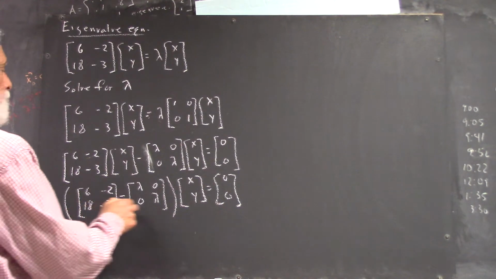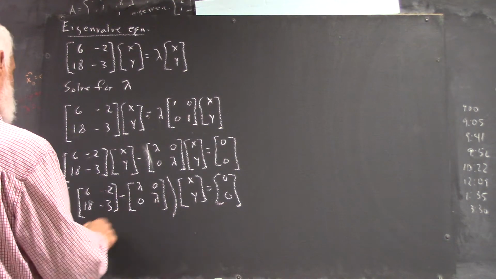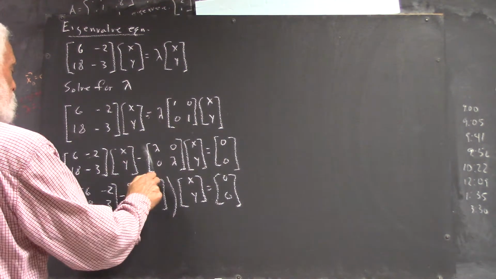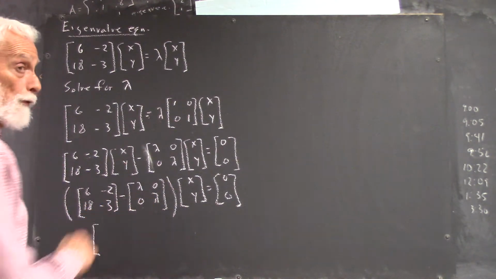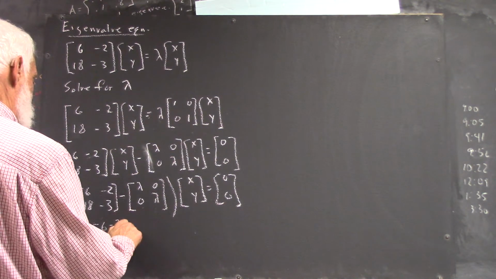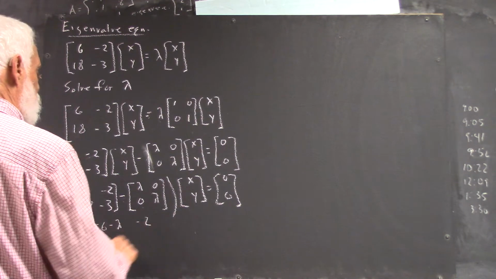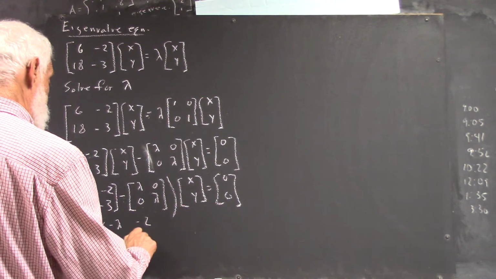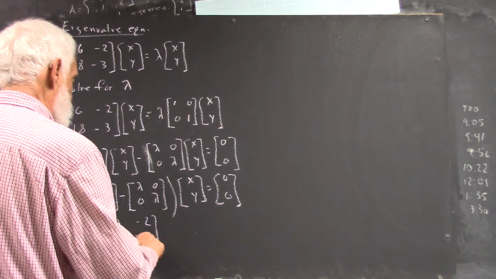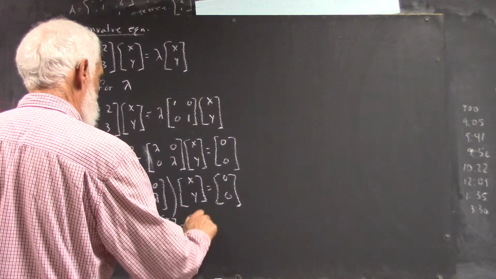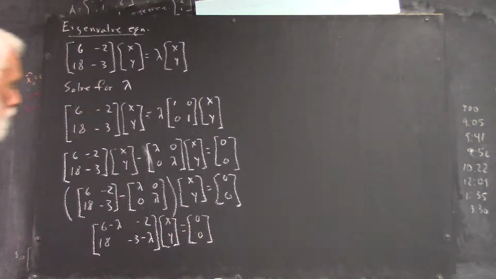Well, now, what do you think this minus this would be? Well, we do 6 minus lambda, -2 minus 0, 18 minus 0, -3 minus lambda, okay? In other words, we just do the subtraction in the way we would think, without justifying it, and we will justify it. But for right now, I'll say it works, and soon enough we'll learn how to distinguish what works and what doesn't. Okay? So we get this.